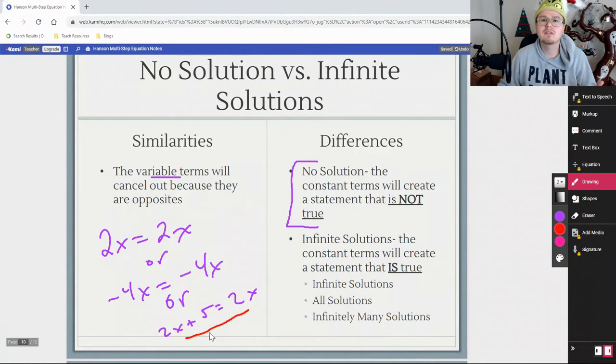That's not a true statement. 2x plus 5 is not equal to 2x, right? 2x is equal to 2x. But if one of the sides has an additional constant term, it's not equal. It will never be equal. No matter what number you put in for x, if you put in a 1, it'll be 2 plus 5 is 7. 7 is never going to be 2. You can plug in any number and it's not going to work.